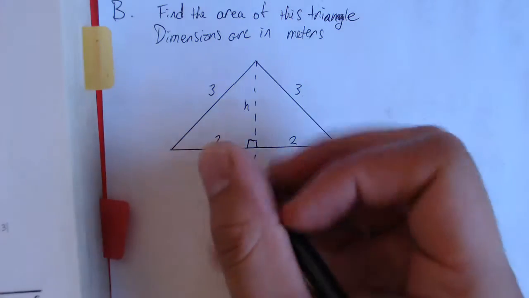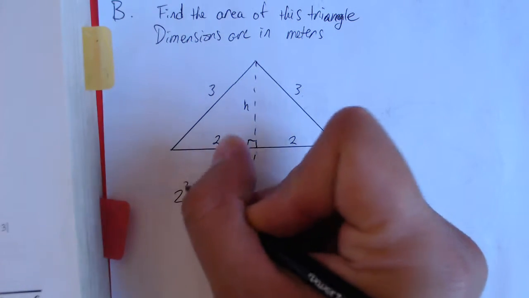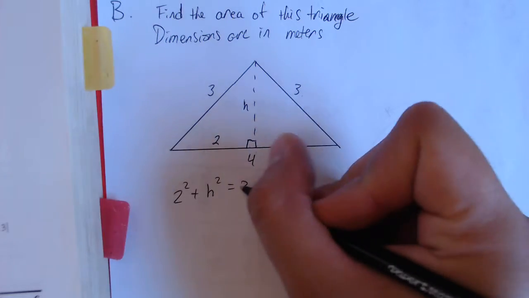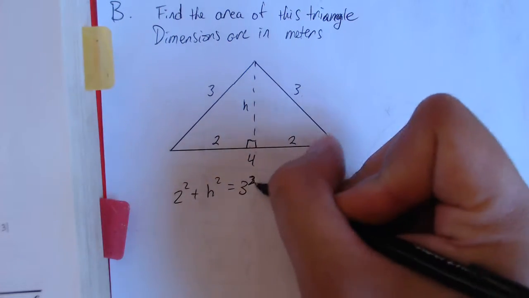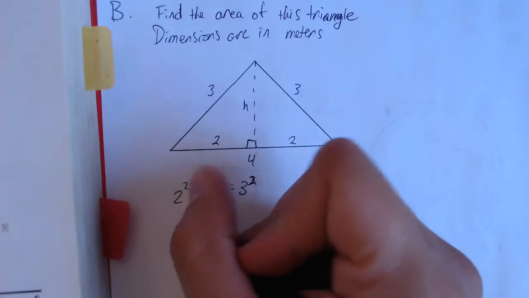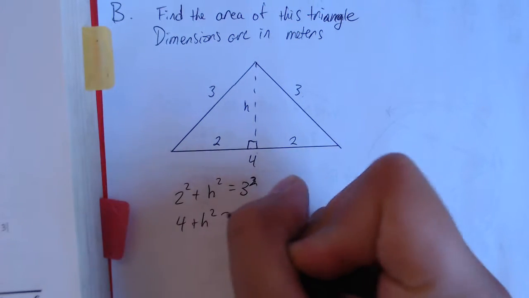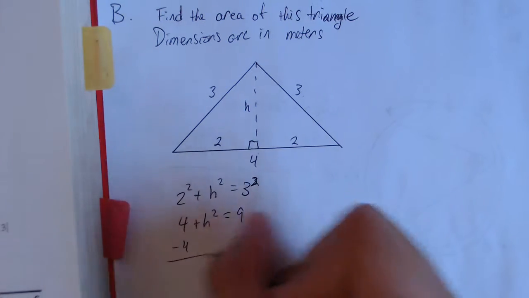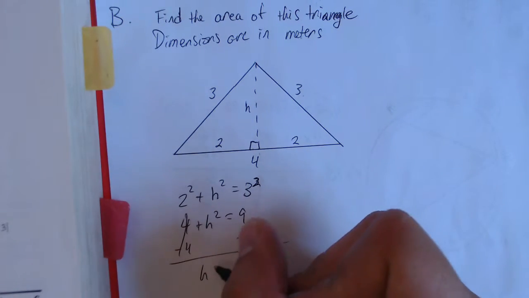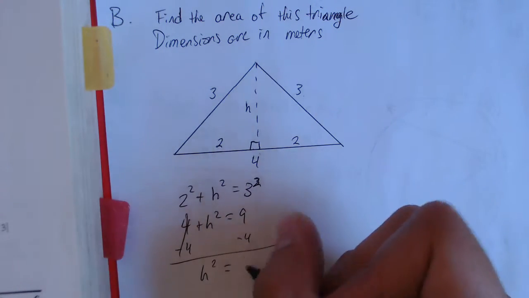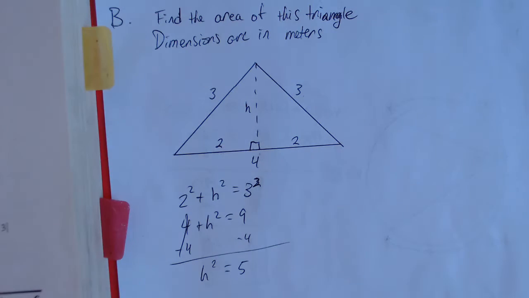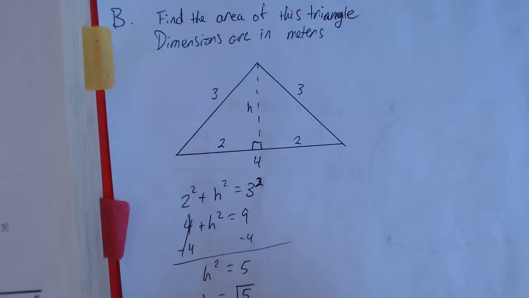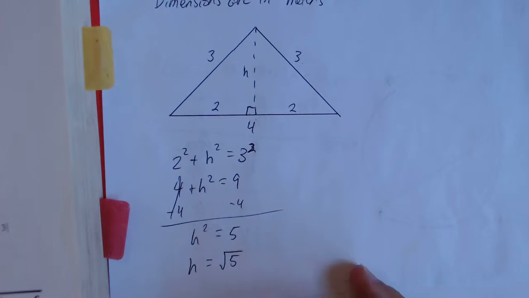So we've got 2 squared plus h squared is going to equal 3 squared. We start simplifying that, then we get 4 plus h squared equals 9. Subtract 4 from each side, and then we get h squared equals 5. So h is going to equal the square root of 5.